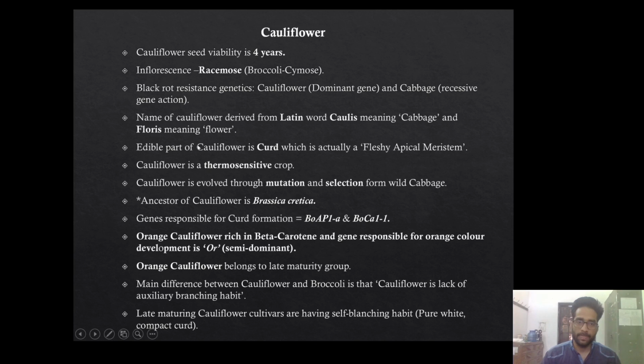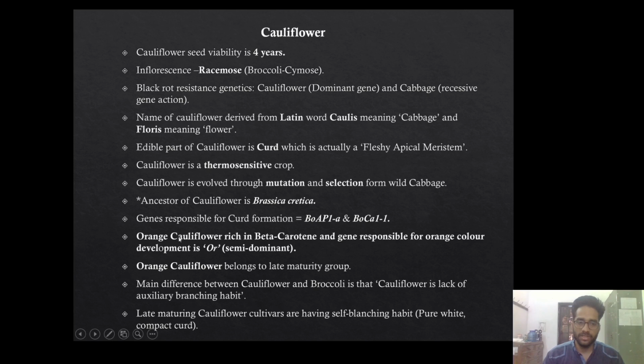Okay, the edible part of cauliflower is the curd, which is actually a fleshy apical meristem. Cauliflower is a thermosensitive crop. Cauliflower evolved through mutation and selection from wild cabbage. Ancestor of cauliflower is Brassica cretica. Please remember, it is important. Ancestor of cauliflower is Brassica cretica.